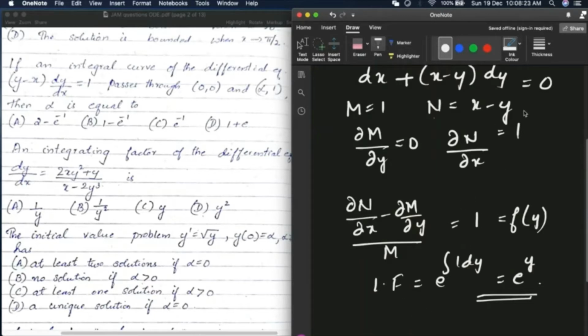So I multiply, this is my differential equation. I multiply this equation. So it's e raised to y dy dx plus, now it is clear, no?